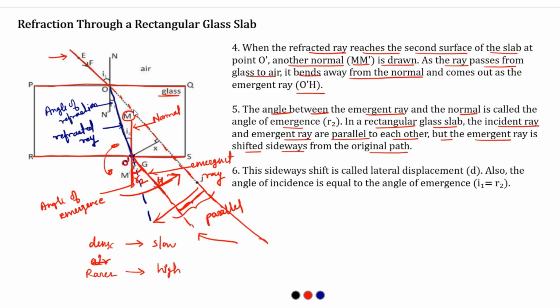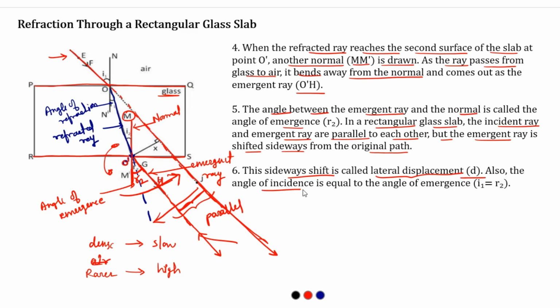The original was what? This is the original one. You can see this is the original ray, the original direction of the light, and this is called the direction of the emergent ray. So it has been shifted sideways. This sideways shifting is called lateral displacement, denoted by the letter D.